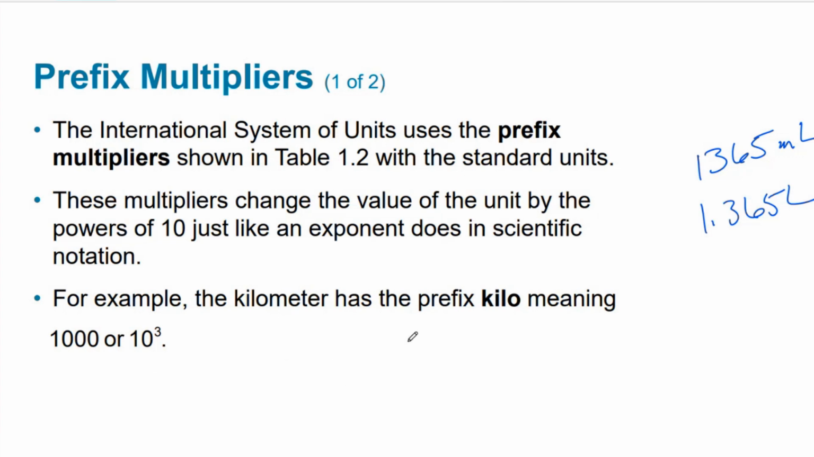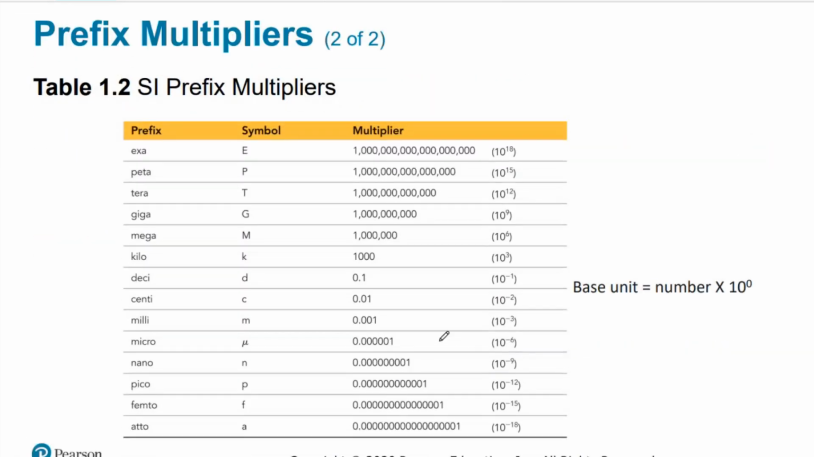So for example, the kilometer has the prefix kilo, which means 1,000 or 10 to the third meters. So our base unit goes right here. So remember our base units, they're like meters, grams, seconds. Okay, those are our base units, right? And so we can use these prefix multipliers to express our base units in a way that makes a little more sense depending on what measurement we're dealing with.